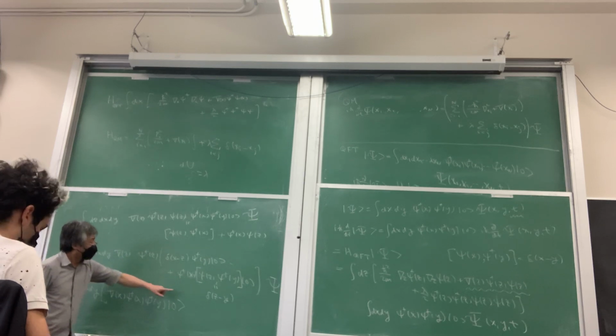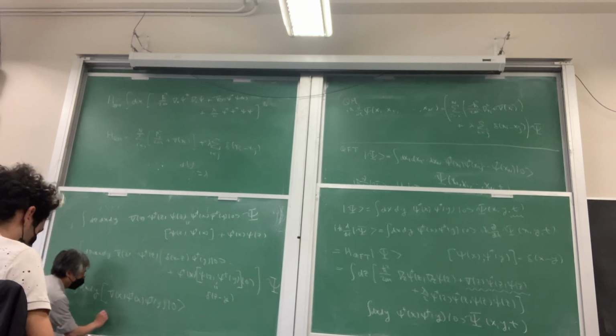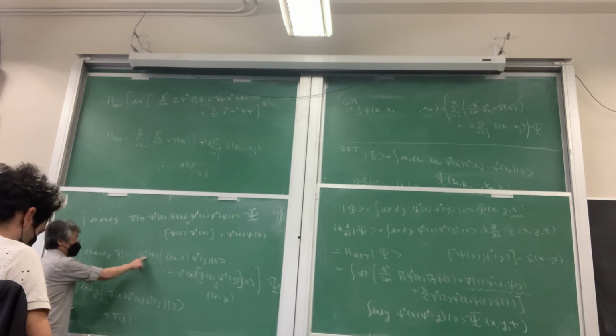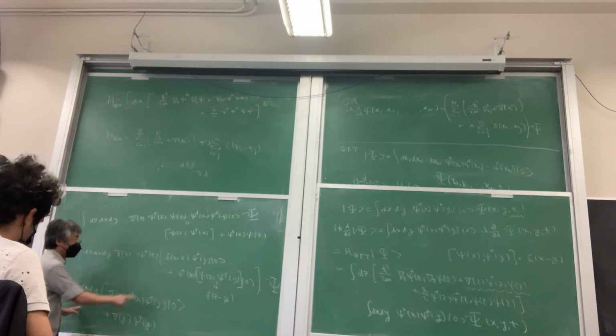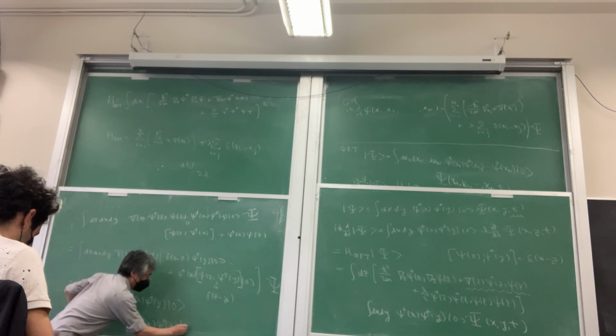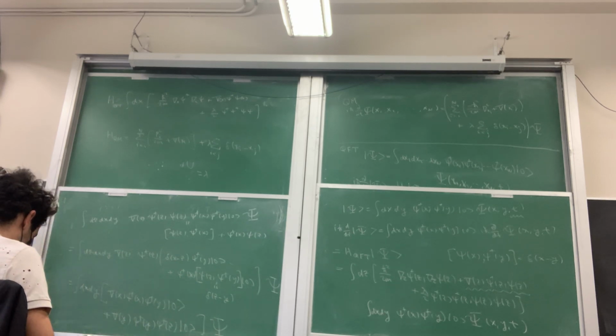And the second one has Z replaced by Y everywhere. So this V is now V of Y. This psi dagger is psi dagger of Y. I have psi dagger of X here, and zero, and the whole thing multiplies this probability amplitude.